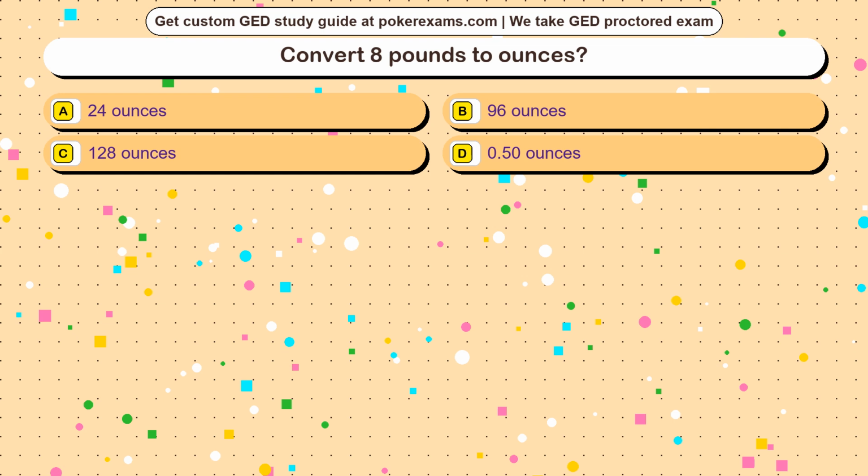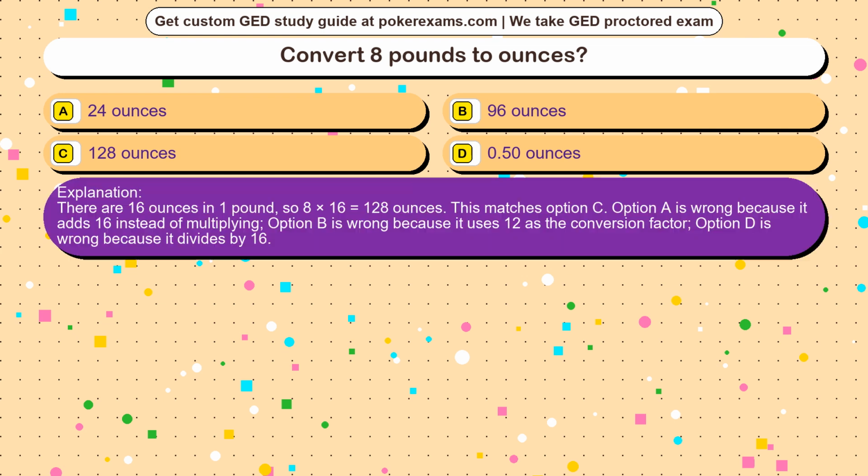The correct answer is option C. There are 16 ounces in 1 pound, so 8 times 16 equals 128 ounces. This matches option C. Option A is wrong because it adds 16 instead of multiplying. Option B is wrong because it uses 12 as the conversion factor. Option D is wrong because it divides by 16.